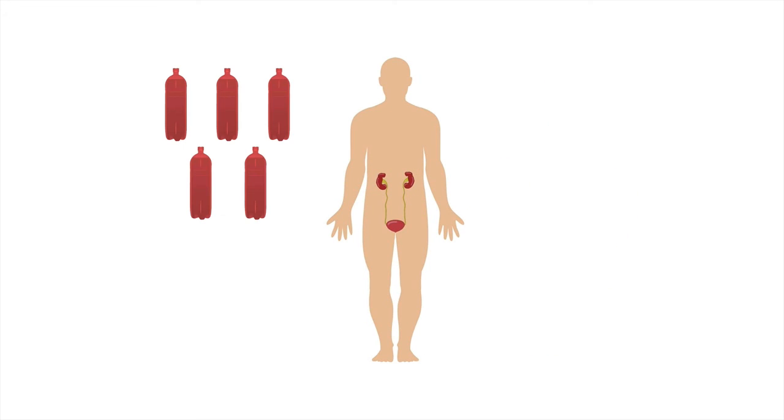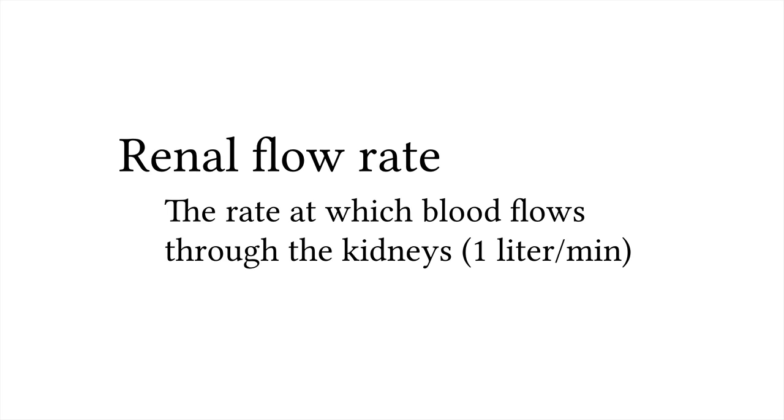The average person has about 5 liters of blood, which moves through an entire circuit in the circulatory system every minute. Well, the blood flow through the kidneys is about 20% of that flow. So about a liter of blood can flow through the kidneys each minute. This is called the renal blood flow rate. Renal blood flow rate is the rate at which blood flows through the kidneys, which is 1 liter per minute.